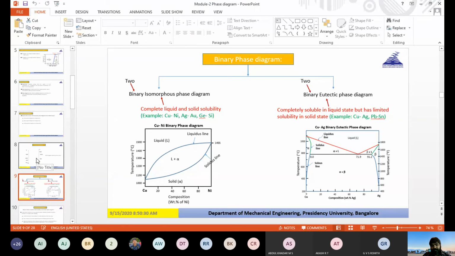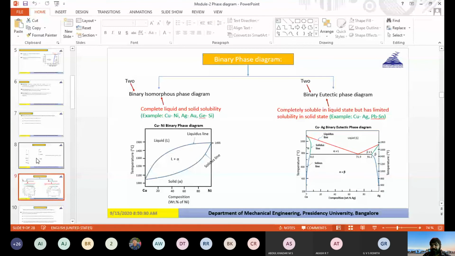So in today's class, what have we discussed? We have discussed the solubility limit. We have seen the water and sugar system and defined the solubility limit. Next, we have seen the definitions of equilibrium. What is equilibrium? What is phase equilibrium? Then we have seen what a phase diagram is. What does a phase diagram tell us?